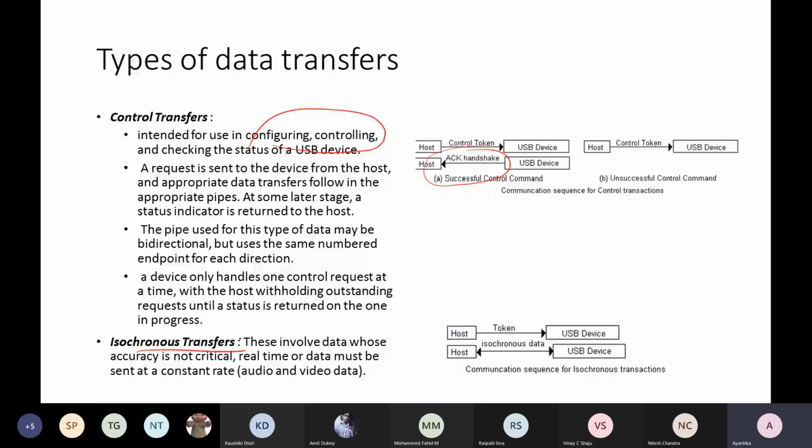In this case, you can see the host will transfer the token of data transfer. We will see what exactly we mean by token transfer, but it initiates the transfer to the USB device, and then the isochronous communication will take place.